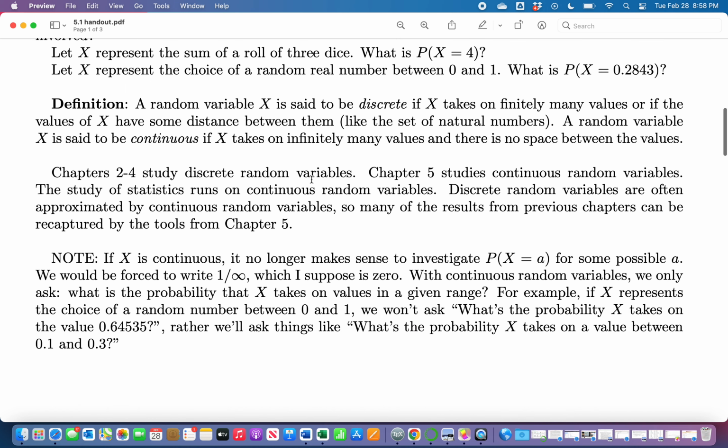Okay, so now we haven't used this language before, but everything we've done so far is with discrete random variables. So our sample spaces were finite and usually integer valued, whereas now, that's not going to be the case. Our sample spaces will have infinite size, and there'll be no gaps in the outputs. Statistics runs on continuous random variables, as we will see.